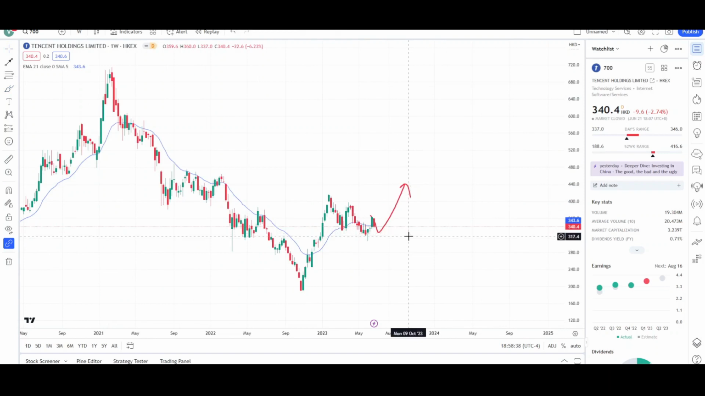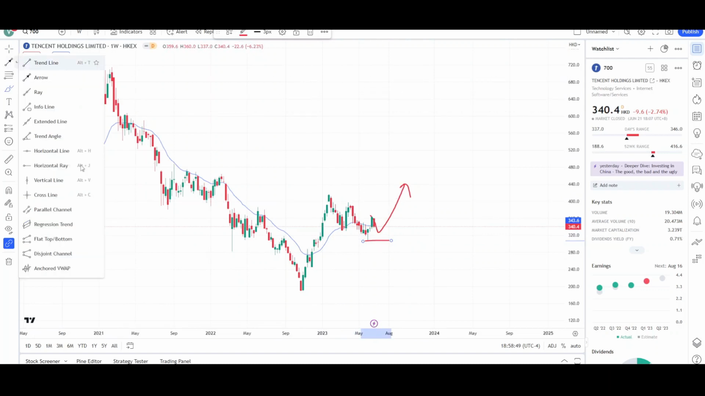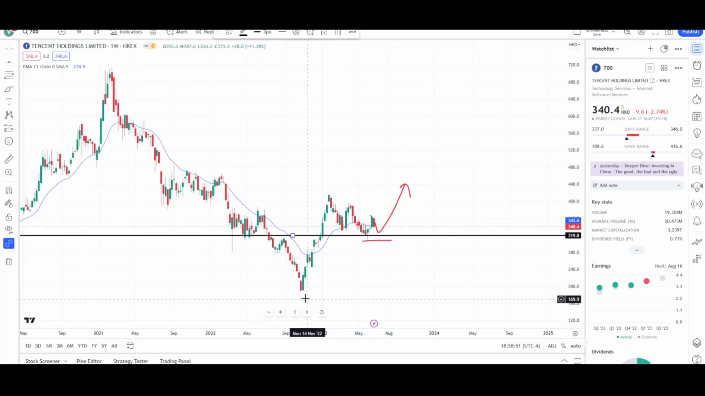I would say the worst situation is prices getting back below this low right here. That would not be a good sign for Tencent. So if it gets below the 310 level, then that's really not a good sign. We can go probably back down to the lows of the downtrend.